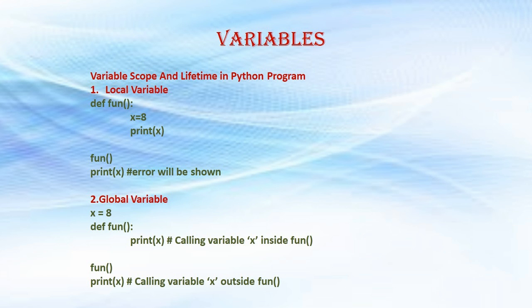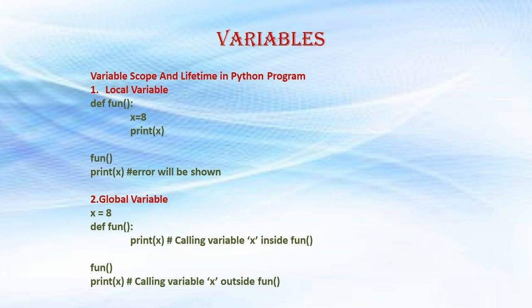And then print x, hash error will be shown. This is a comment which means an error will be shown. Why? Because once the function is called, if after that we try to access the local variable x, then it will give an error, which means the scope or the life of the variable x will be within the function only. Once the function is called, it will give an error if we try to access x.